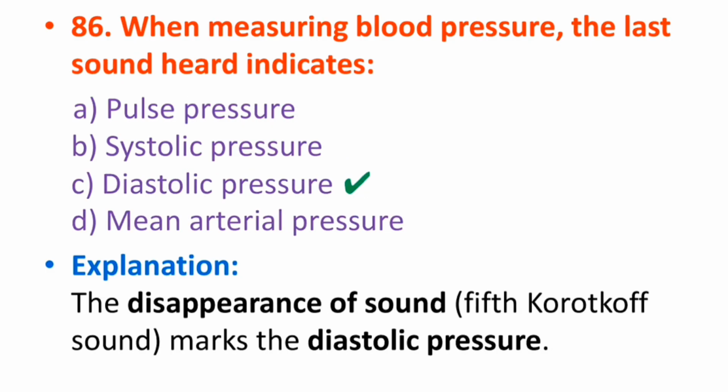When measuring blood pressure, the last sound heard indicates: option A, pulse pressure; option B, systolic pressure; option C, diastolic pressure; option D, mean arterial pressure. The correct answer is option C, diastolic pressure. The disappearance of sound, the fifth Korotkoff sound, marks the diastolic pressure.